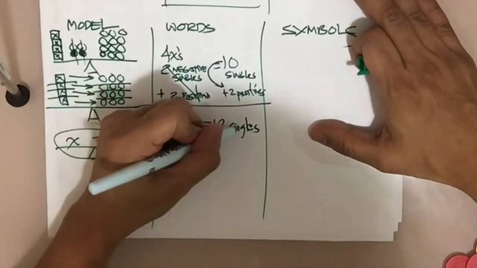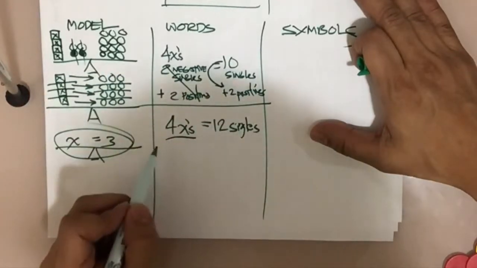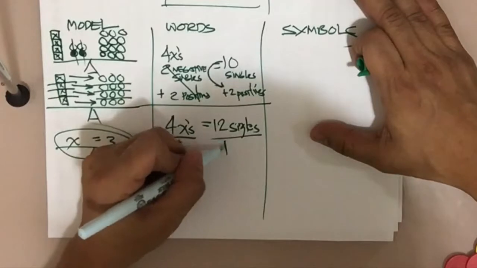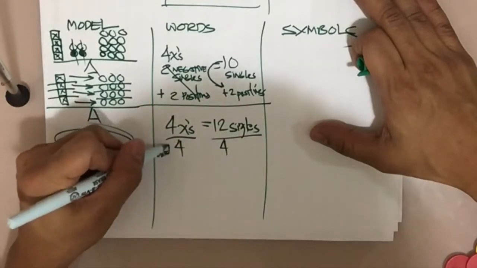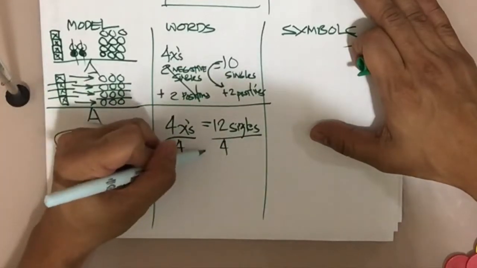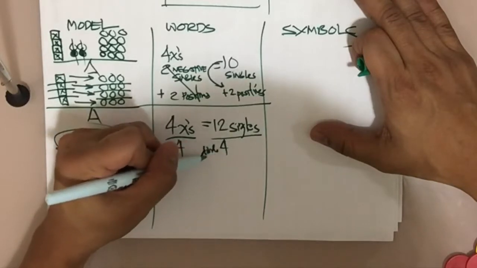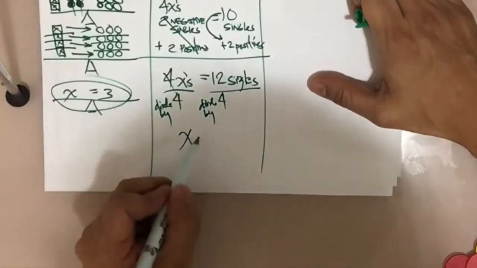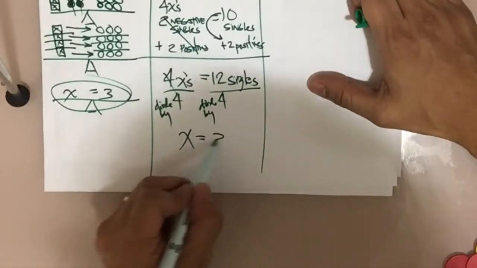The next thing we did was to divide that by 4, divide by 4, divide by 4, divide by 4. We got finally our x to be alone, which is equal to 3.